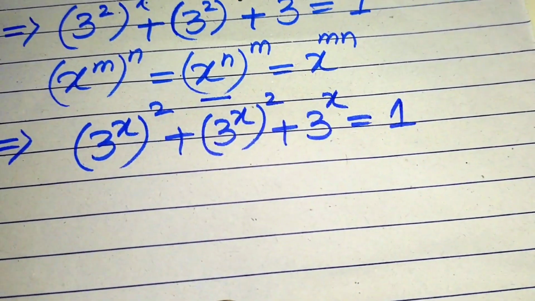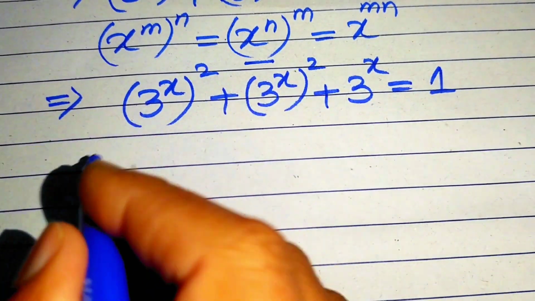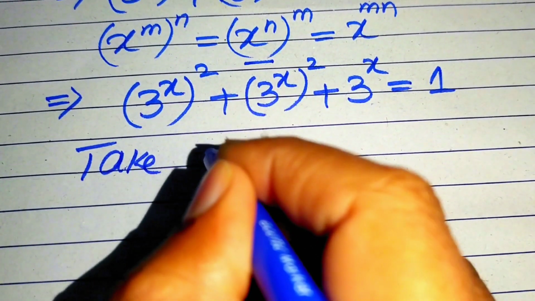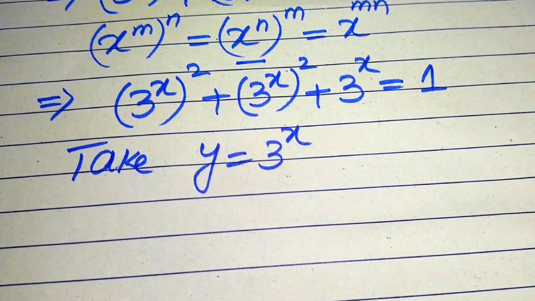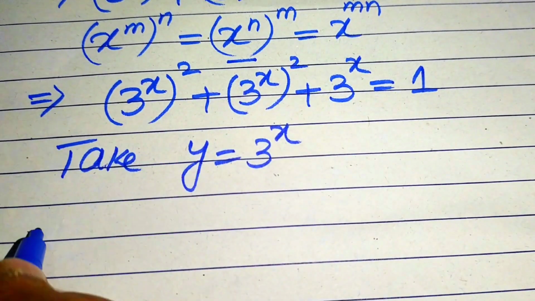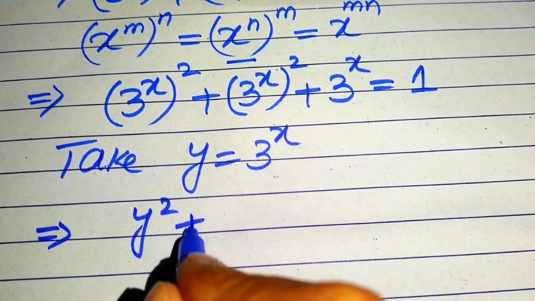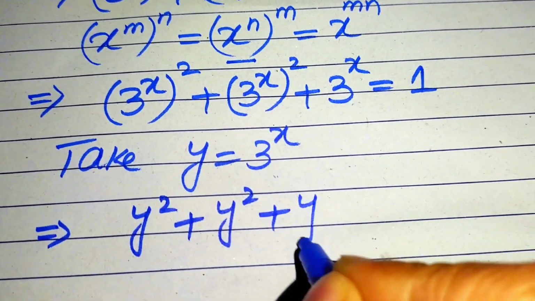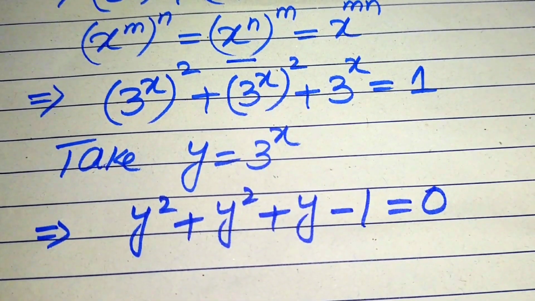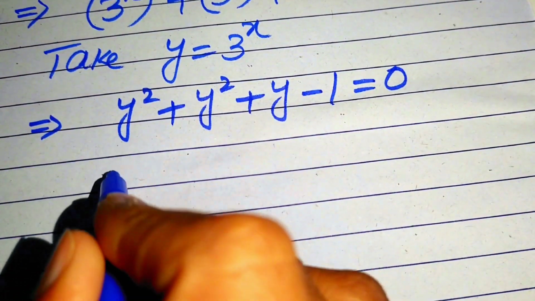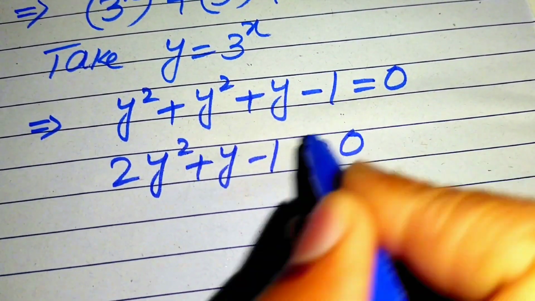And you see that each term contains 3 to the power of x, so now we just take y equals to 3 to the power of x and we convert this exponential equation into the quadratic form. When we put 3 to the power of x equals to y, then this expression becomes y square plus y, and we move this 1 to the left hand side and it becomes minus 1 equals to 0. And here we get 2 times y square plus y minus 1 equals to 0.